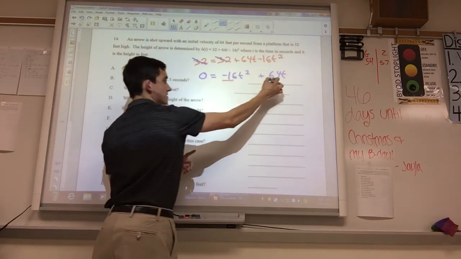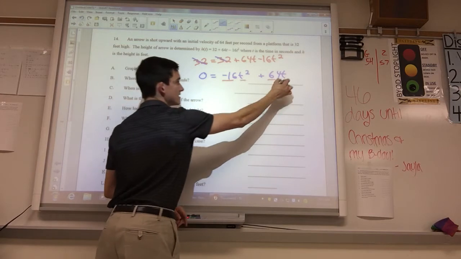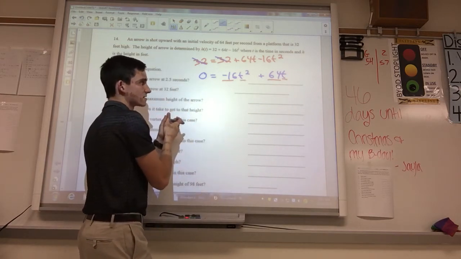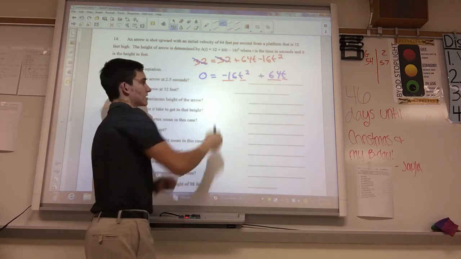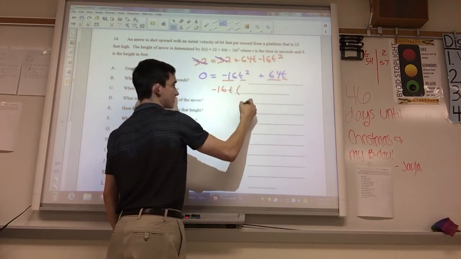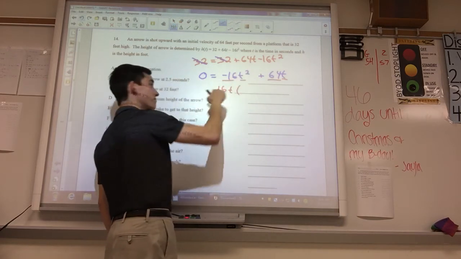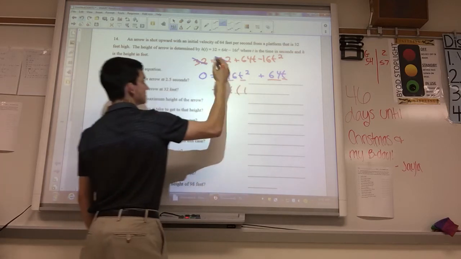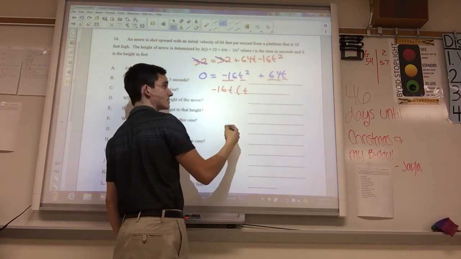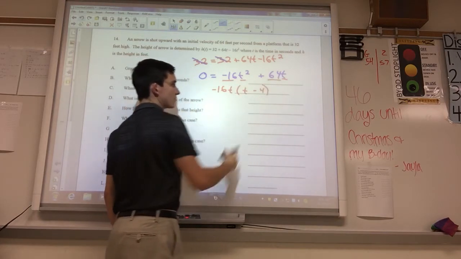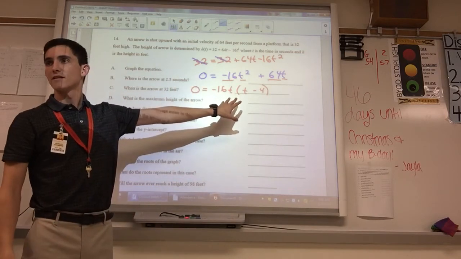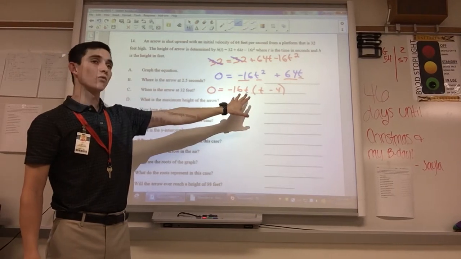And I see t and t, right? So I'm going to pull out 16 because I know it goes into 64 4 times. So I'm going to pull out negative 16 and a t from each of these. And left over, I'm going to have negative 16t squared divided by negative 16t is just a t, right? And then 64t divided by negative 16t is negative 4. So if you're good at factoring, great. That's how you're factoring. Okay? If you're not good at factoring, what always works?